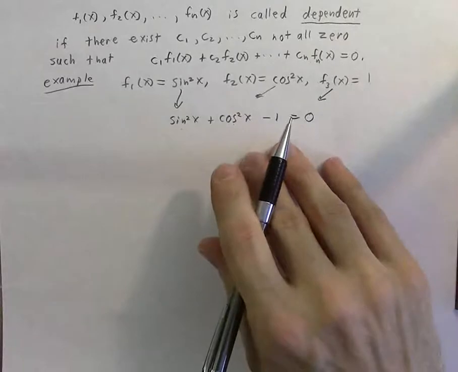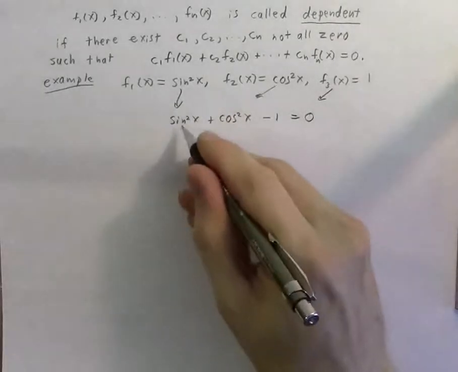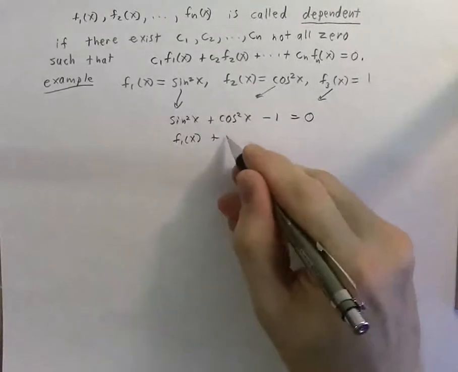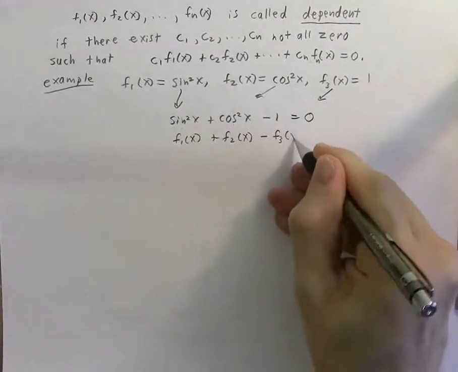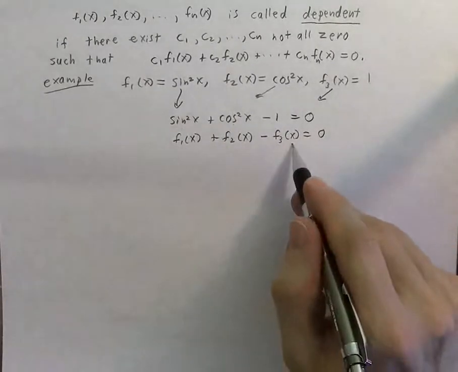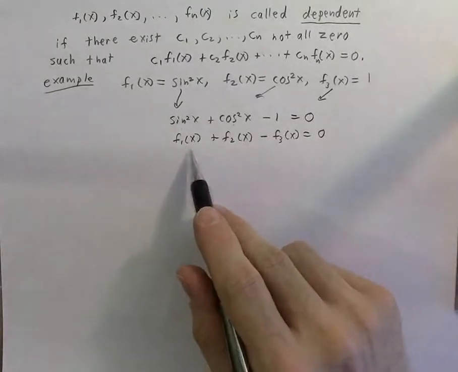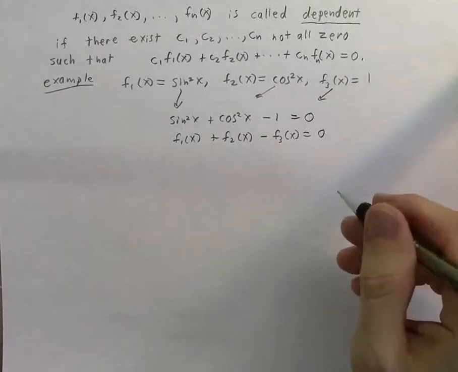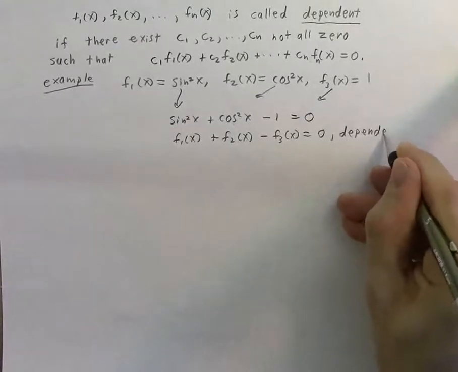And that's actually an equation that's demonstrating dependence among the functions. So sine squared of x is just f1 of x. Cosine squared is f2 of x. And then 1 is f3 of x. So we have that f1 of x plus f2 of x minus f3 of x is equal to 0. And so they all added up to 0 in this linear combination, and that demonstrates dependence among the functions. We have a dependent set.